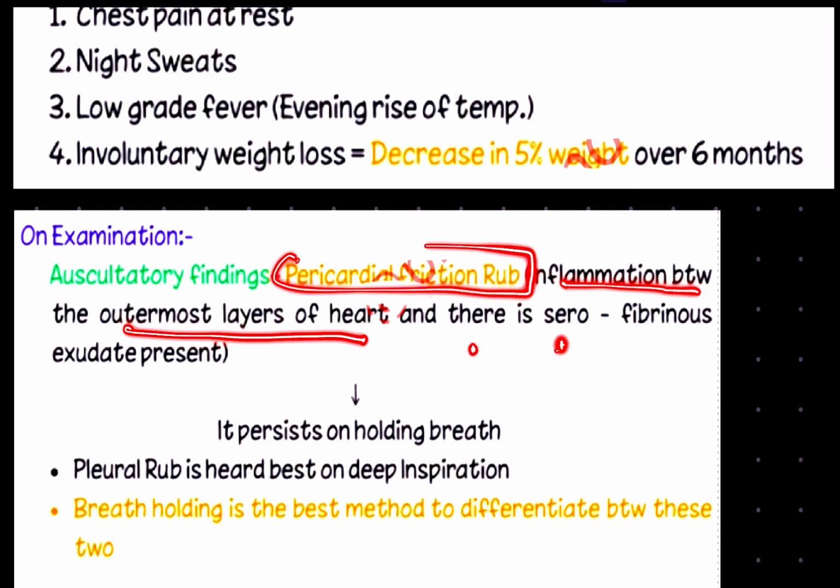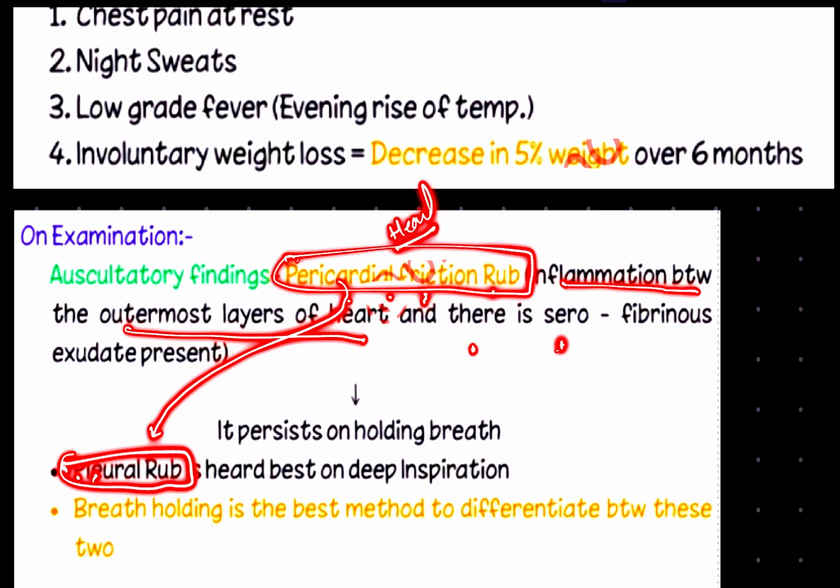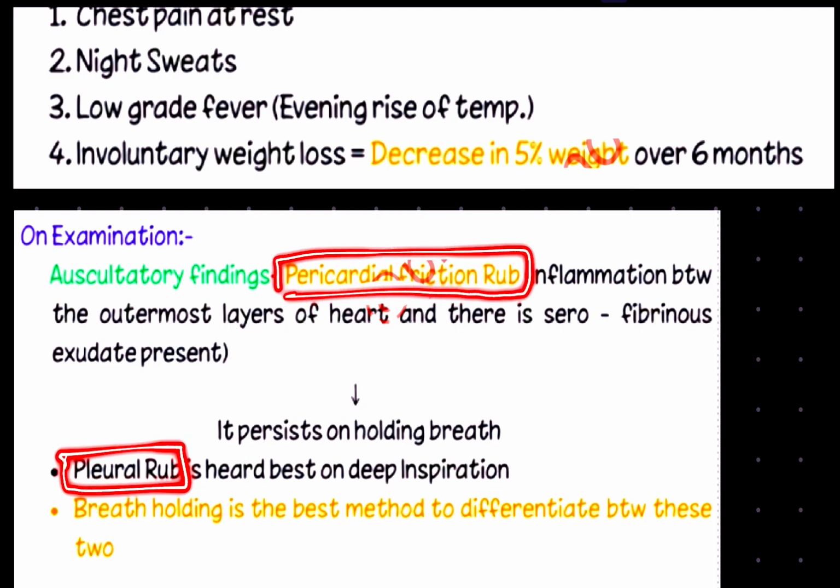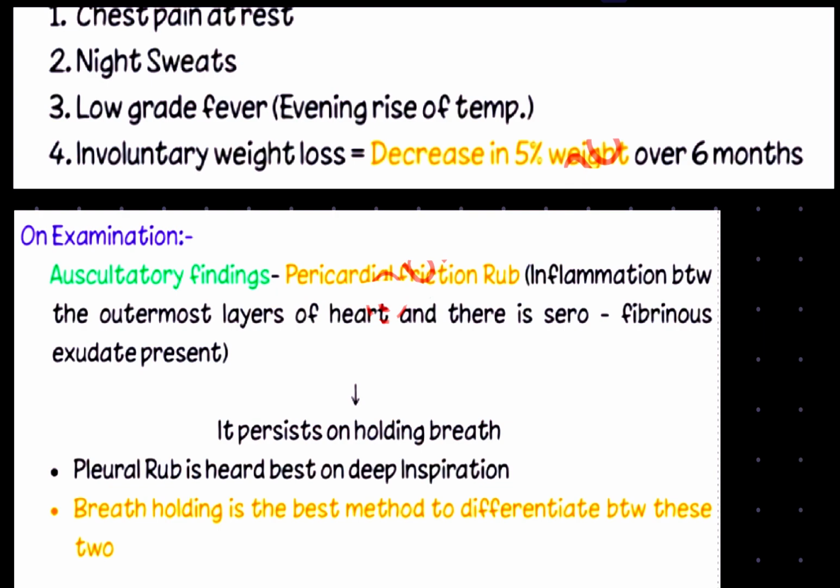Now this pericardial friction rub can be confused with another thing, and that is pleural rub. If you look carefully, pericardial friction rub is heart originated, from the pericardium, the outermost layer of the heart. But pleural rub is lung originated. That means pericardial friction rub has nothing to do with our breath. So this pericardial friction rub is persistent on holding breath also. But pleural rub is not heard on holding breath, since it is related to lungs.